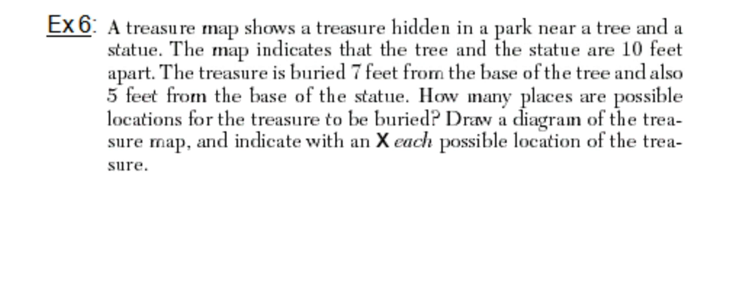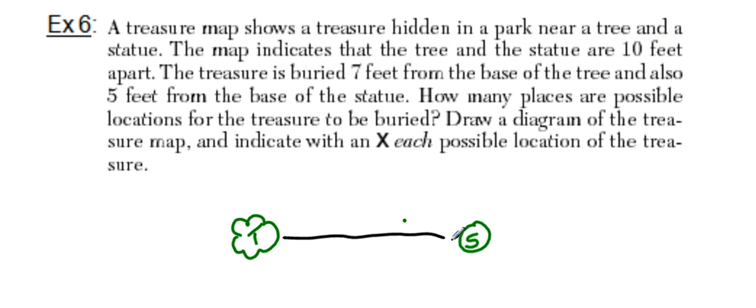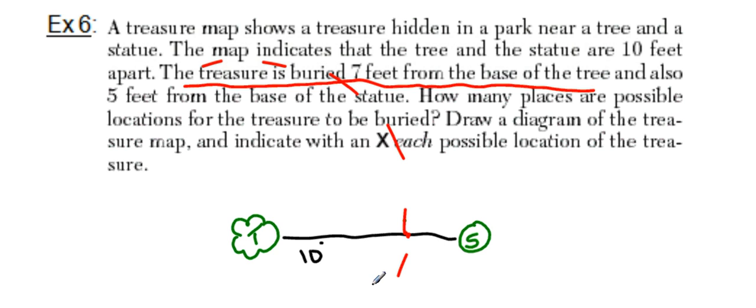So again, I'm going to think about this and do this in the aerial view. So here's my tree, here's my statue, and it tells me that the distance between these 2 guys is exactly 10 feet. The first criteria that needs to be satisfied is that this treasure needs to be buried 7 feet away from the base of the tree. So 7 feet away from the base of the tree is going to be a circle around the tree, with a radius of 7. And that's going to go just over halfway to the statue.